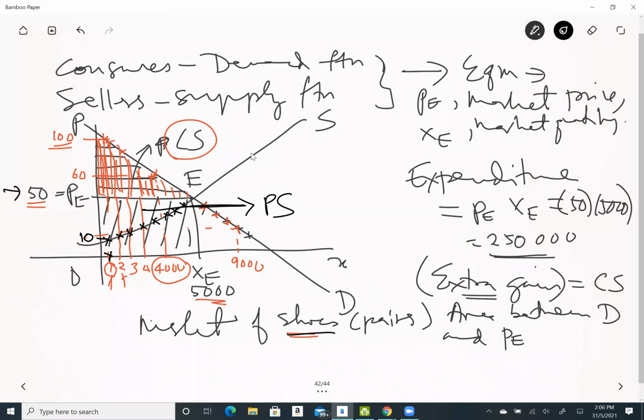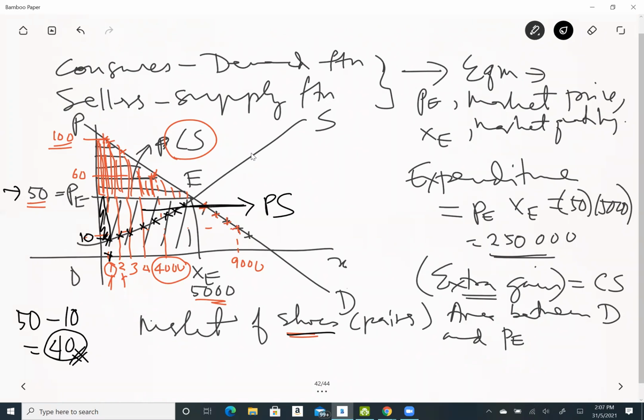So you feel happy. Why? Because you get 50 for the price, and I'm willing to sell only at 10. Okay, so how much is your gain? $40, 40 ringgit. But that, of course, is not measured in the market. So that is my extra gain, and that gain is measured by that area.